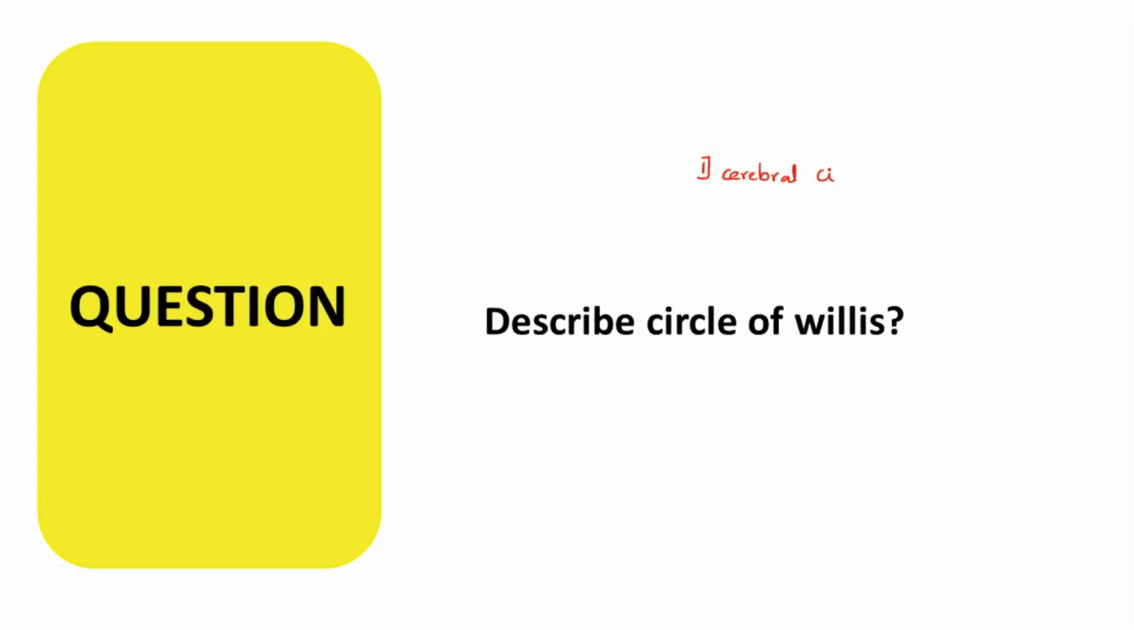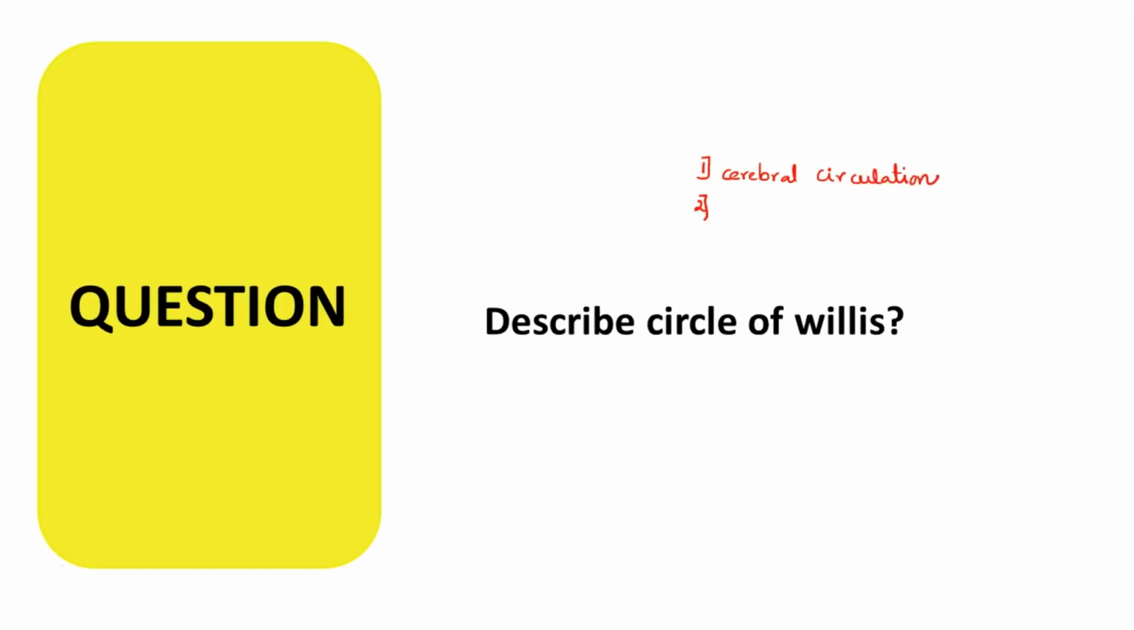What is the question here? The question is, describe circle of Willis. Before going into the details of circle of Willis, when I say circle of Willis, what is the first thing that comes into mind? Circle of Willis is a part of cerebral circulation. So, the blood supply to the cerebrum of the brain is derived from circle of Willis.